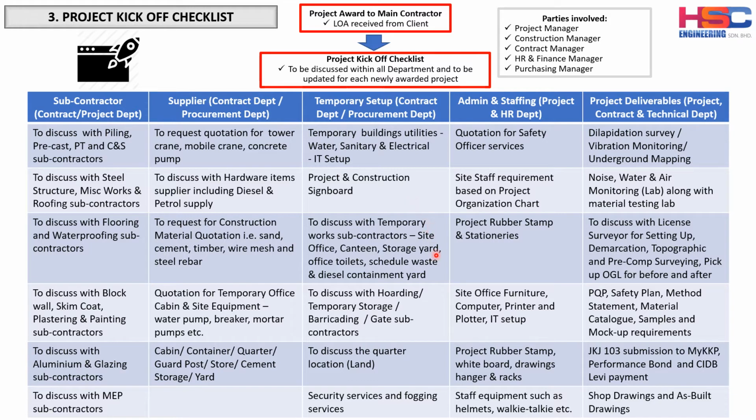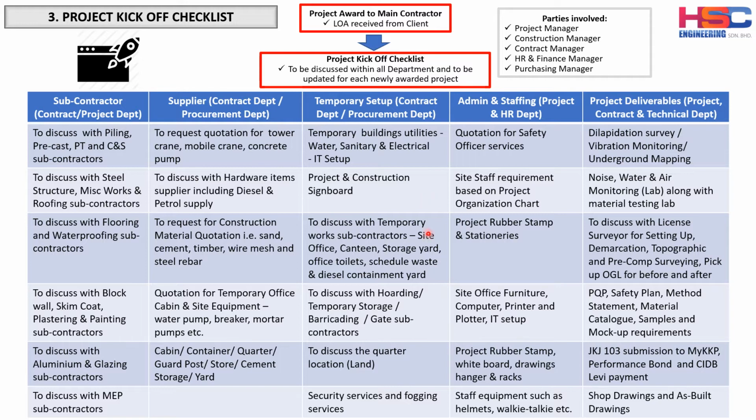required. And then to discuss the temporary work of the subcontractor, there is some temporary work that needs to be done early in the project. For example, the site office, the canteen, the storage yard, the scheduled waste yard, and the canteen also needs a diesel containment yard. This is an example. And the project manager can discuss during this meeting with the procurement department whether the construction company wants to use their own workers and purchase the material. So this is the time to discuss.